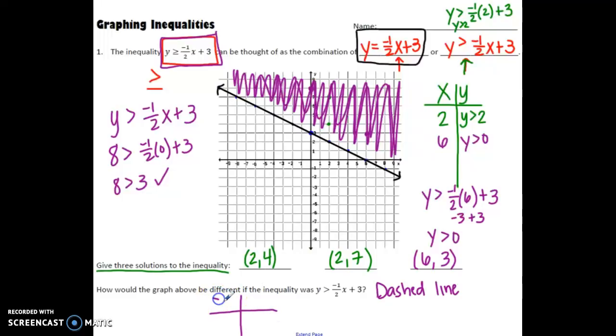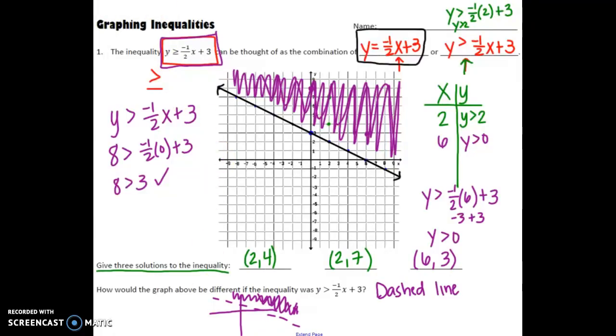It would look something like this, where you'd have a dotted line or a dashed line, and then you would shade everything above that. And that just shows the person who's looking at your graph that all the points above the dotted line are solutions, but that dotted line does not contain any solutions.